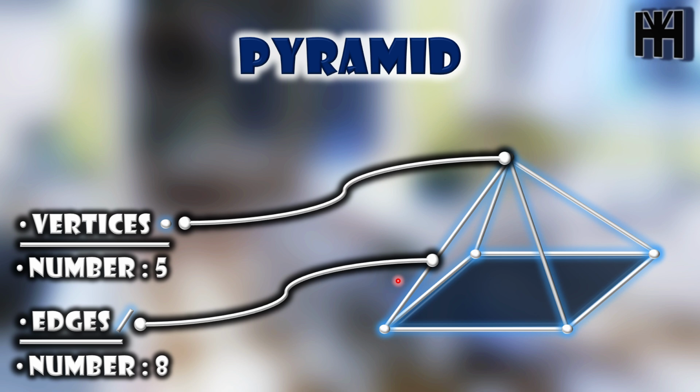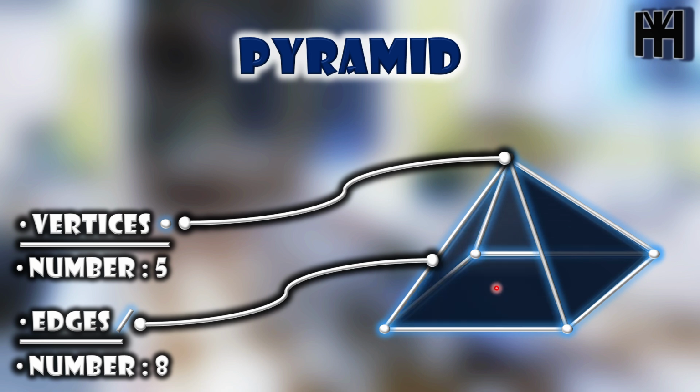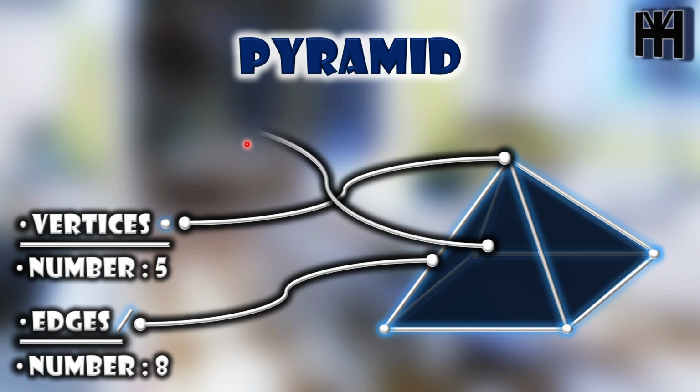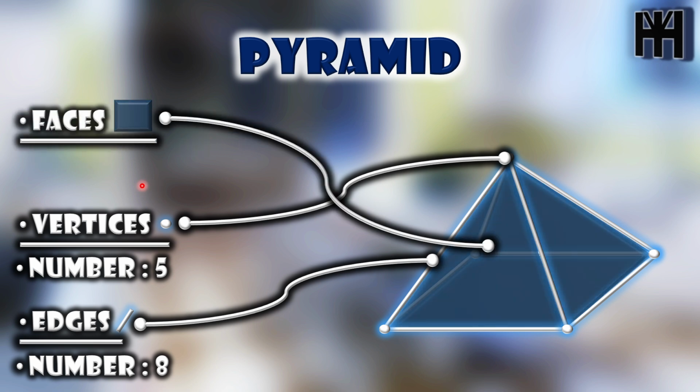Okay, and the last thing here is the faces. We have one as a base, another one here. So there are 2, 3, 4, and 5. So we have 5 faces in total. They will glow now.